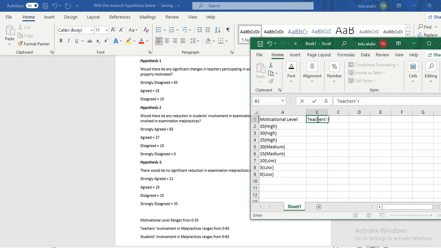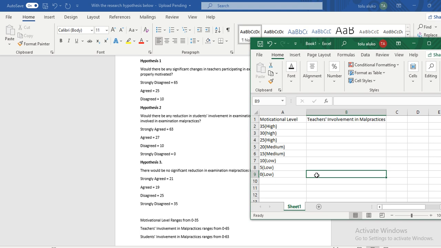So for teachers involvement in malpractices, teachers involvement here is strongest at 65. I would like to put it this way: from the strongest, let's make the increasing rate by 5 or possibly by 10.